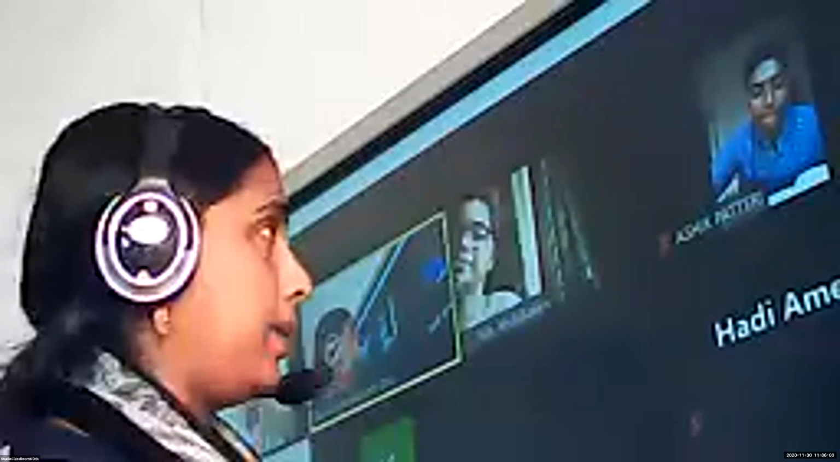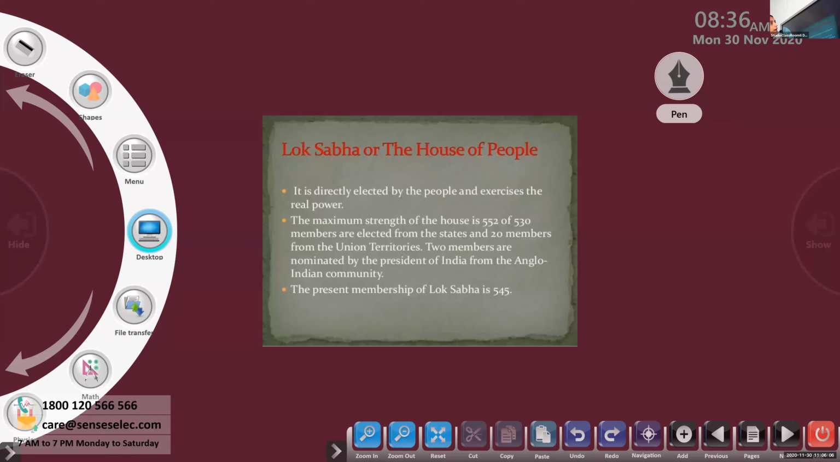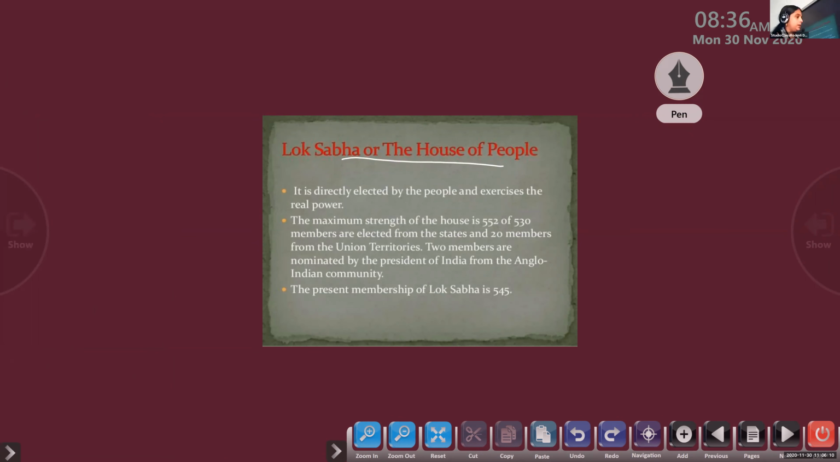So the last class we discussed about parliament, right? Yes, ma'am. We started the two houses of parliament. One is Lok Sabha and the other is Rajya Sabha. So Lok Sabha is called the House of People.